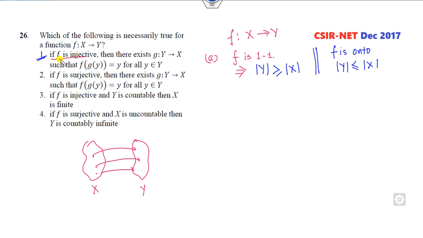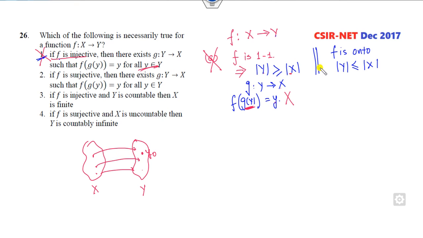Now for the first part, f is 1-1, this is given to you. There exists a function g such that g is from Y to X and f of g(y) is equal to y. That is a wrong statement. Clearly, the cardinality of Y is more than that of X, so this is not for all y, because it has some element y naught whose pre-image is not there. So this option is cancelled.